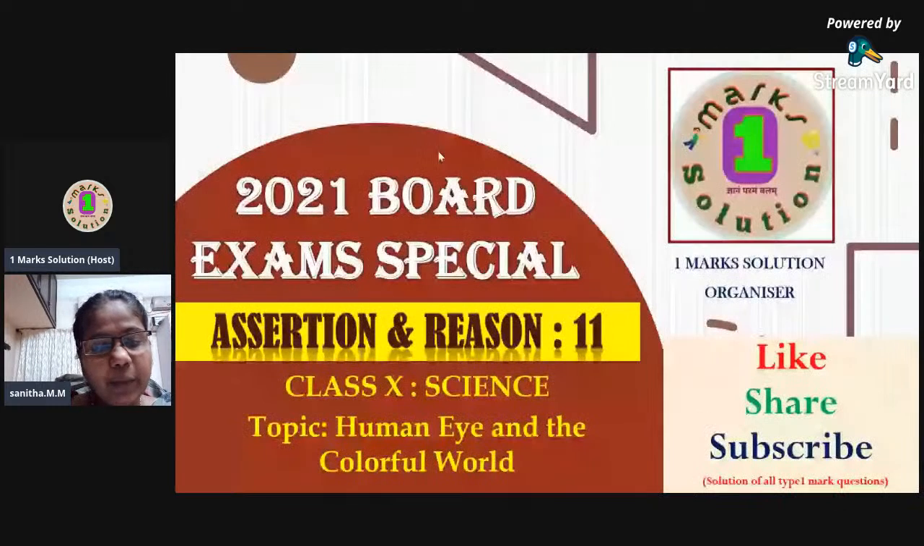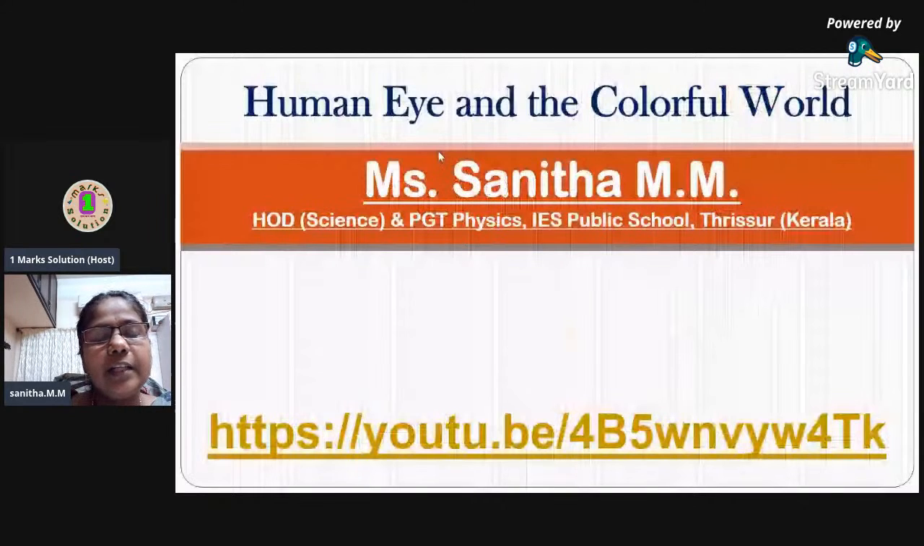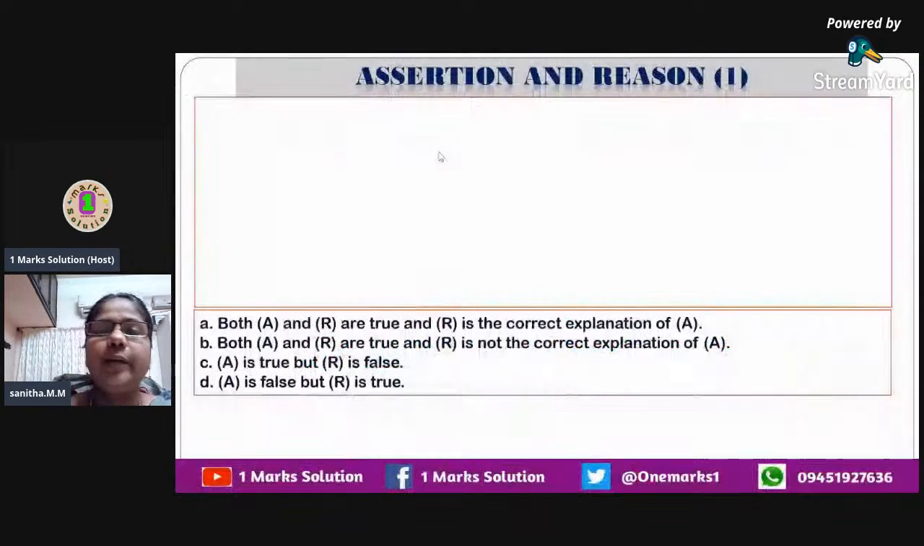Now, let us start with Assertion and Reason for chapter 11, and the topic name, as you know, is the Human Eye and the Colourful World. So let us start with Assertion and Reason, the first one.